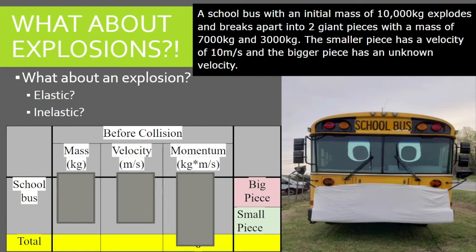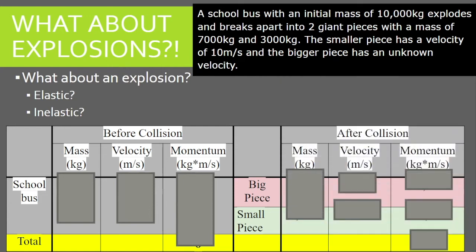Our problem says a school bus with an initial mass of 10,000 kilograms explodes and breaks apart into two giant pieces with a mass of 7,000 kilograms and 3,000 kilograms. The smaller piece has a velocity of 10 meters per second, and the bigger piece has an unknown velocity. So here's our school bus on the right-hand side. Before we dive into this, let's think back to what I said. Explosions are like reverse sticking, so they're also going to be inelastic.